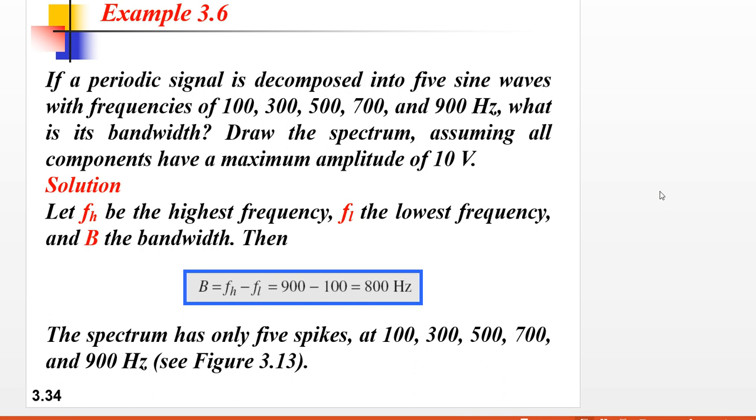If a periodic signal is decomposed into 5 sine waves, they are giving the 5 sine waves and they are giving the frequencies also. What are the frequencies? 100, 300, 500, 700 and 900 hertz. Then they are asking what the bandwidth is. Highest minus lowest, you will get the bandwidth. What is the lowest frequency in the given signal? 100 hertz. What is the highest frequency? That is 900 hertz. 900 minus 100, what will you get? 800 hertz.